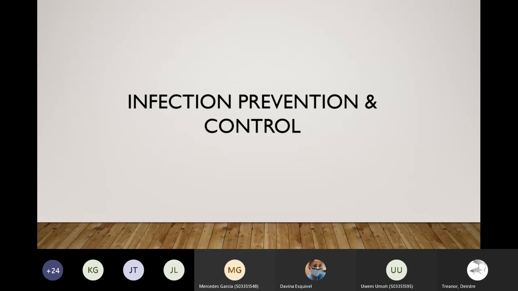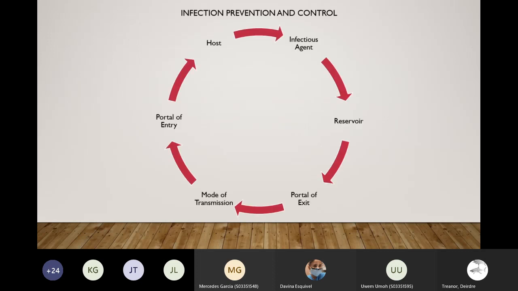Infection prevention and control. Infection is an invasion of a susceptible host by a pathogen or microorganism that results in disease. You may have colonization, which is the presence and growth of microorganisms within a host, but there's no tissue invasion or damage. So people who have MRSA or methicillin-resistant Staph aureus may be colonized, but not actively infected.